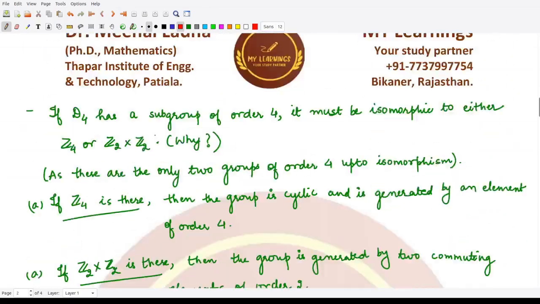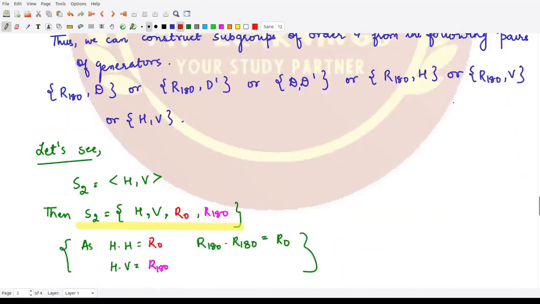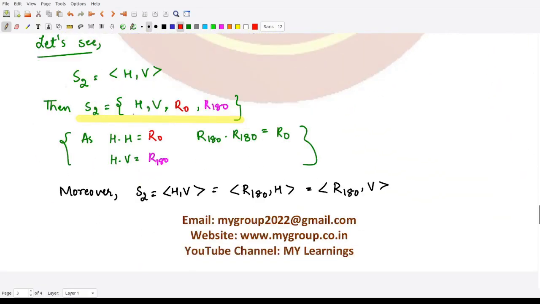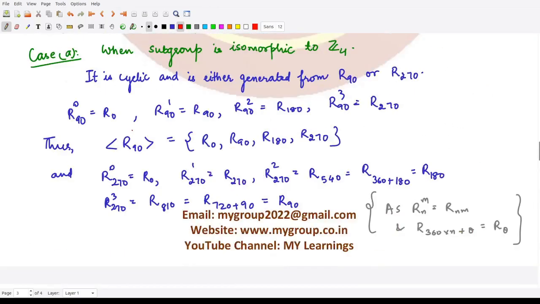Let me show you. The first one is this subgroup R0, R90, R180 and R270. This I have named to be S1. The second one contains H, V, R0, R180. This I am calling S2. And the third one is D, D dash, R0 and R180. This I am calling S3. Right? This is the answer for this question.